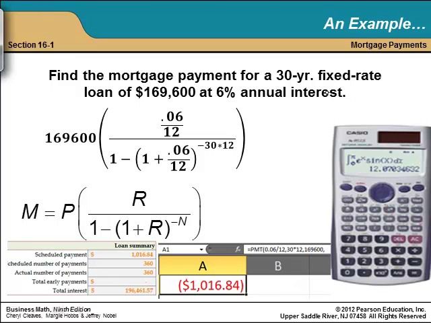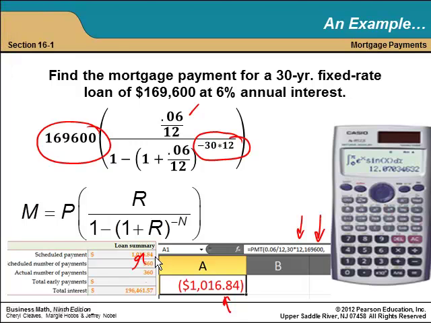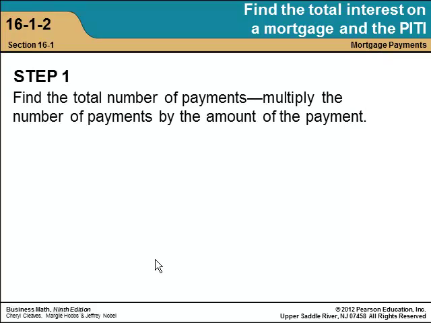Okay, so find the mortgage payment on a 30-year fixed-rate loan for $169,600 at 6% annual interest rate. So you see the 6%, you see the 30 years, you see the $169,600, and that's exactly what you would have put into Excel, and you notice you get the 1016.84 either way. So there's 3 ways now that you can do this: using your calculator, using Excel, or using the amortization schedule.